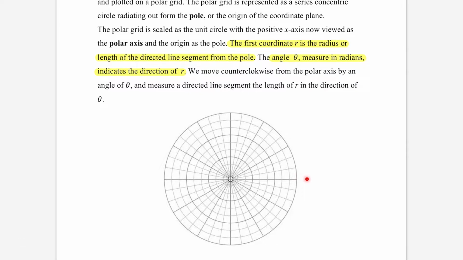This is the polar grid. If you want to plot polar coordinates or graph a polar equation, you have to use this grid right here. In this grid, we have the vertical axis and the horizontal axis. The intersection of the two axes is called the pole. This is also called the origin, where r is 0 and theta is also 0.